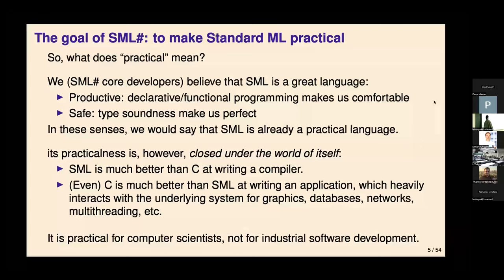Anyway, SML# is much better than C at writing a compiler, but at writing an application which ordinary people want, C is much better than SML#, unfortunately, because it requires interaction with the underlying system, for example, for graphics, databases, networks, and multi-threading, and so on. So it's already practical for computer science, but unfortunately not for industrial software development. So the term practical means that I would like to make Standard ML practical for both of them.